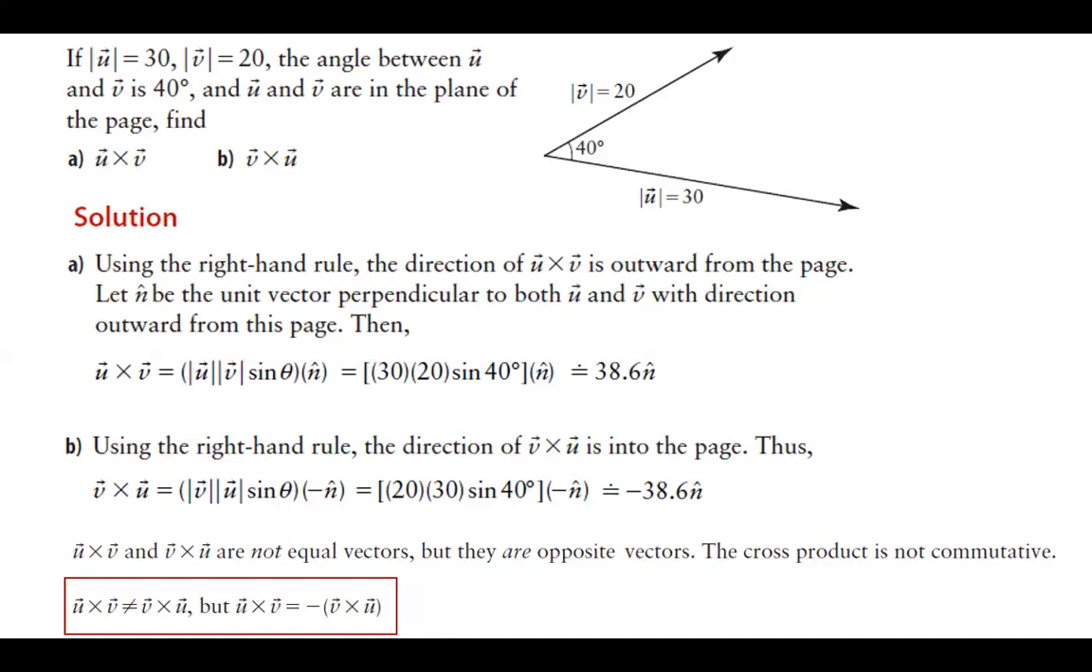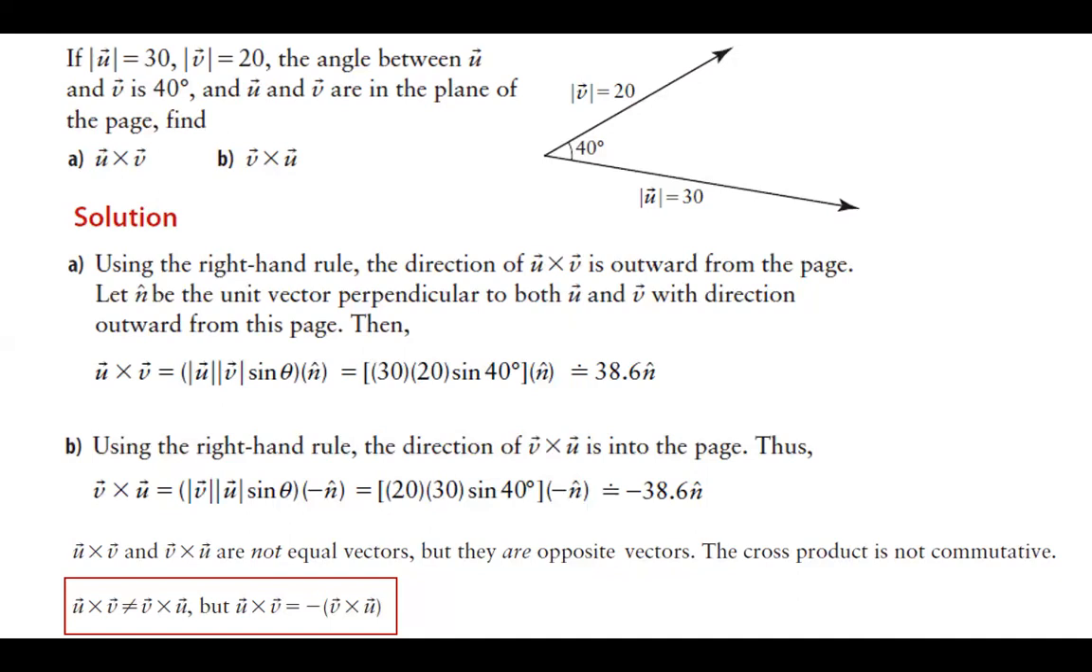Thus, we know v cross u equals the magnitude of v times the magnitude of u times sine theta, then times negative n hat, right? Because this time the direction is into the page. So that's negative n hat. Again, put all the values in. That gives us negative 38.6 n hat.